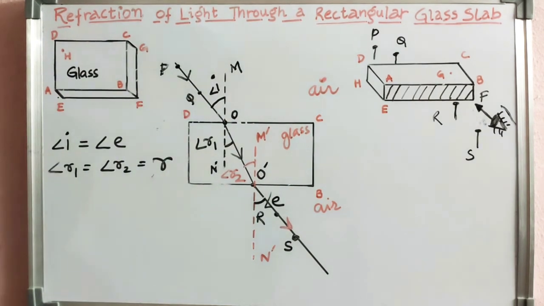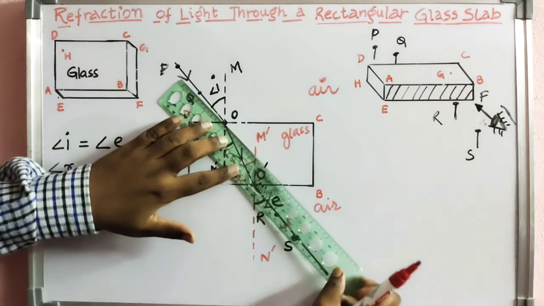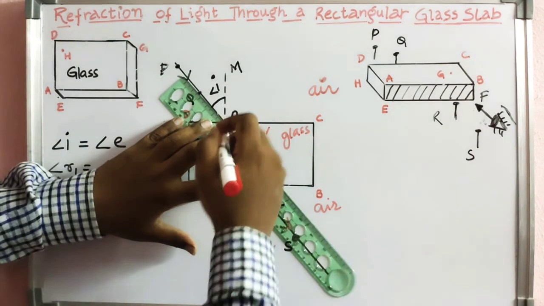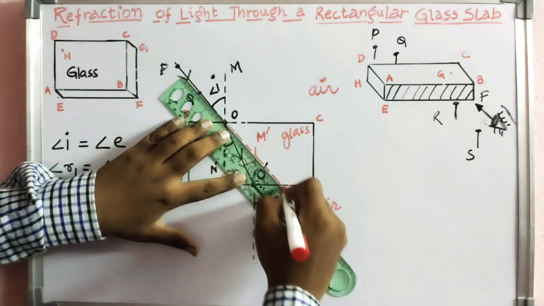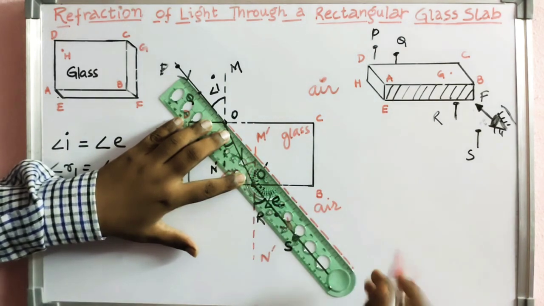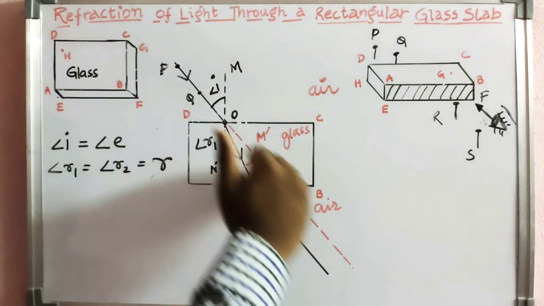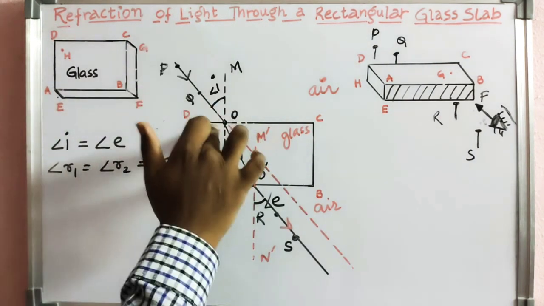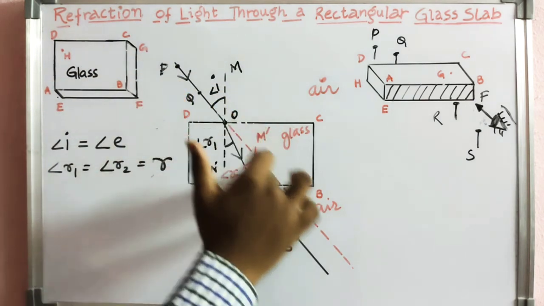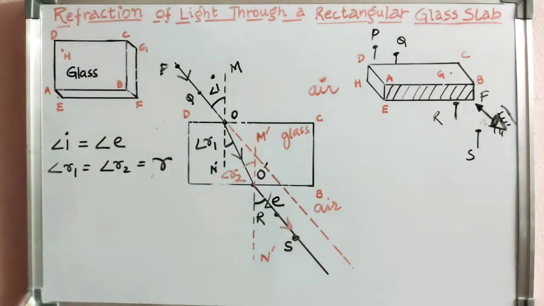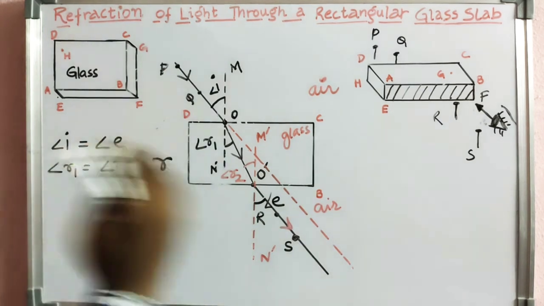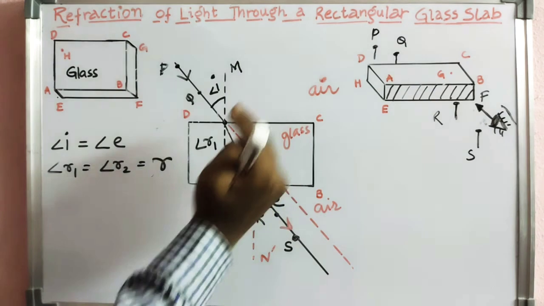Let me draw the actual ray of light. So this is the actual ray of light. Clear? Okay, that is the actual ray of light. So when no glass slab is present, the ray of light is going to travel this way. From here to here, see, PQO, then this dotted line, it is going to travel in this way, if glass slab is absent. When glass slab is there, it is shifting towards the normal.